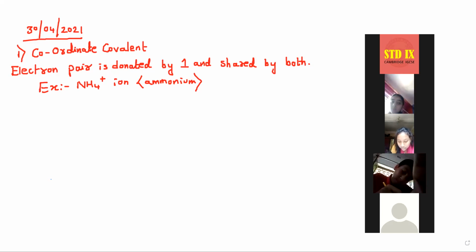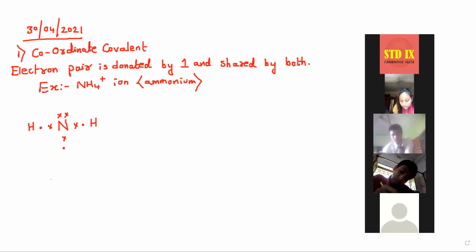NH3. So, this is N having 5 outermost electrons, 5 crosses, and I will draw 3 dots that will represent 3 hydrogen. So one pair, one pair, one pair. So hydrogen is having its duplet. 3 such duplets are here.